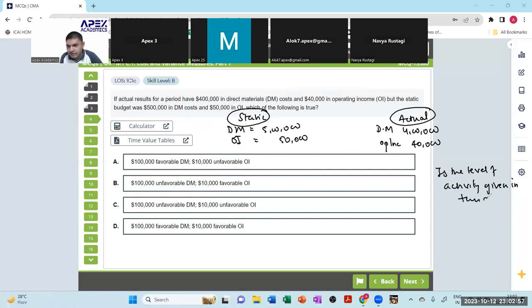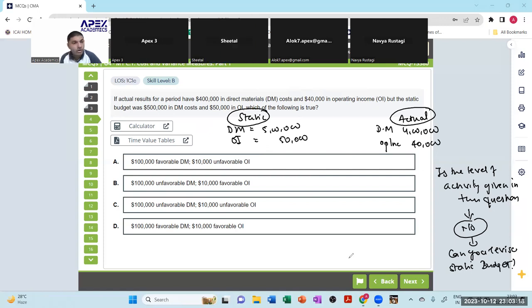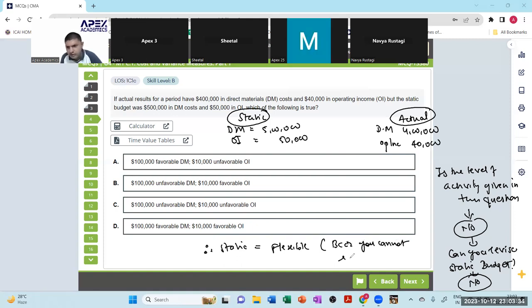Is the level of activity given in this question? You tell me that. Yes or no? No. The level of activity is not given. So can you revise the static budget? Come on guys, tell me. No. If you can't revise the static budget, therefore static is equal to flexible because you cannot revise. Agreed or disagreed? Agreed, sir.